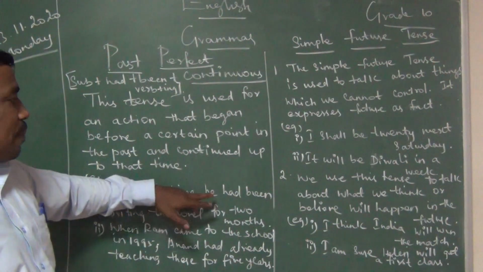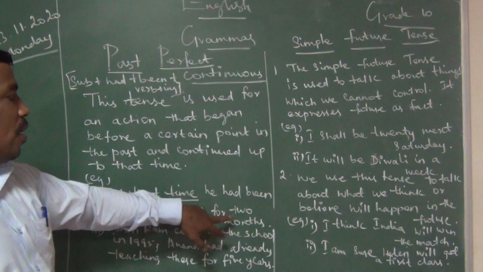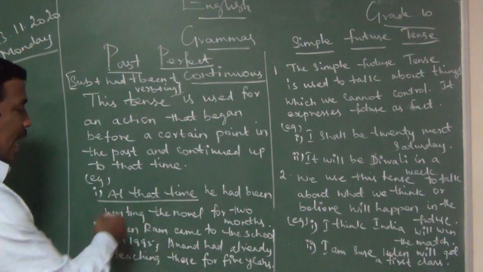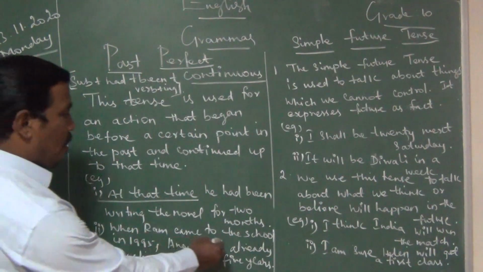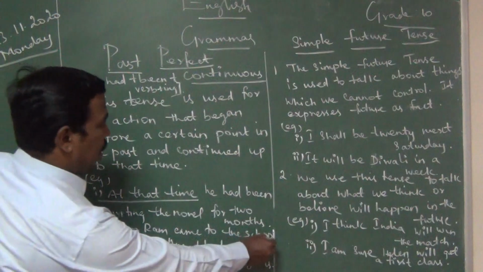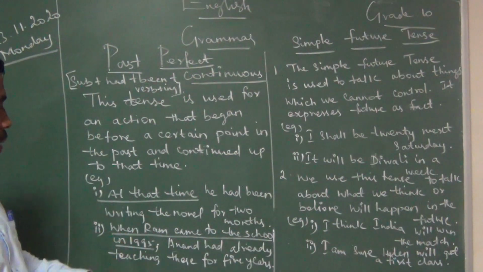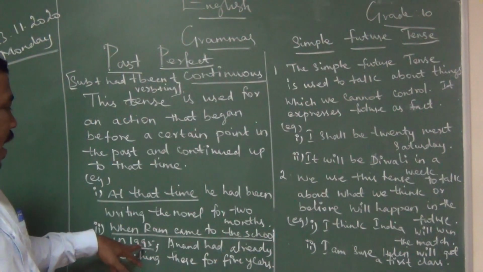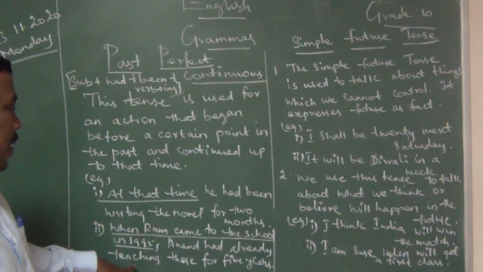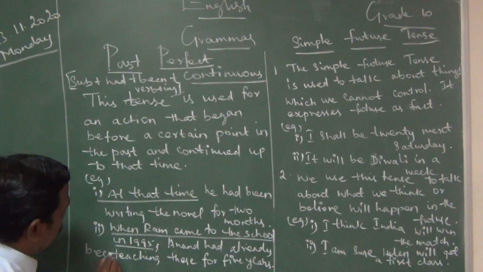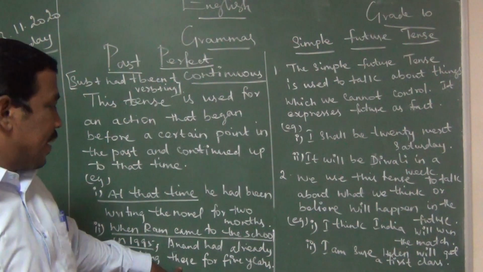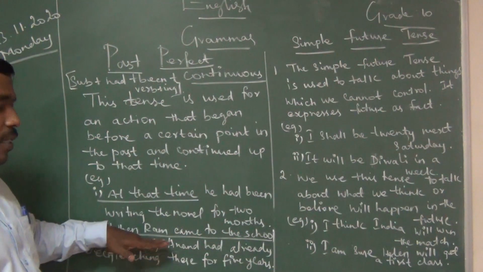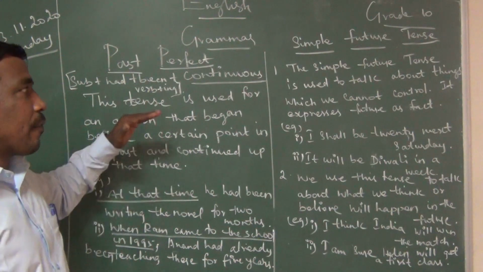So, at the time he had been writing the novel for 2 months. So the keyword is like this, at the time. Next example, when Ram came to school in 1995, it is directly or indirectly saying at the time. When Ram came to the school in 1995, Anand had already been teaching there for 5 years. Have you understood? If any keywords come like this, you should use the past perfect continuous tense.